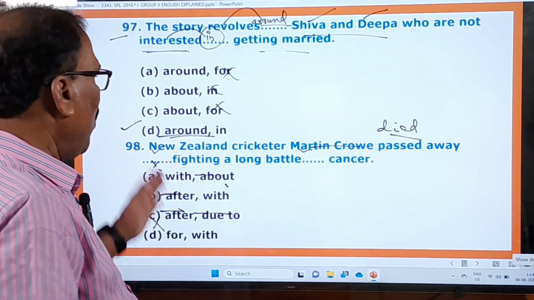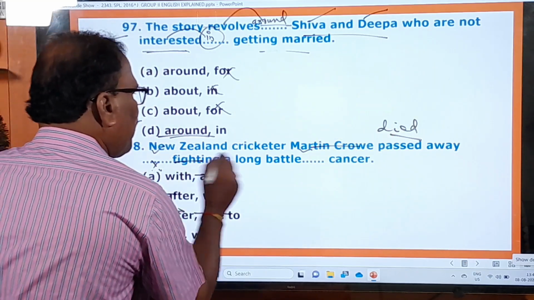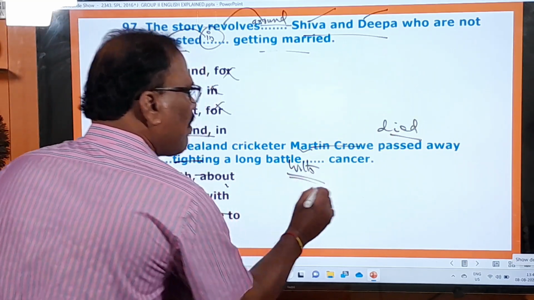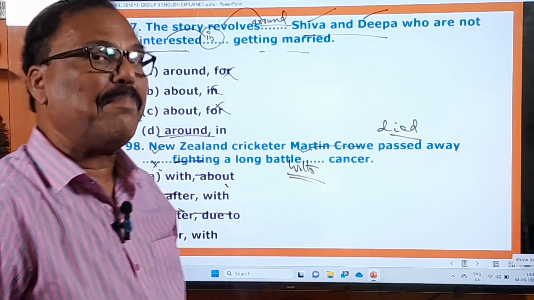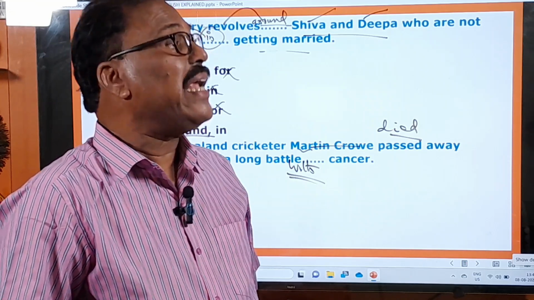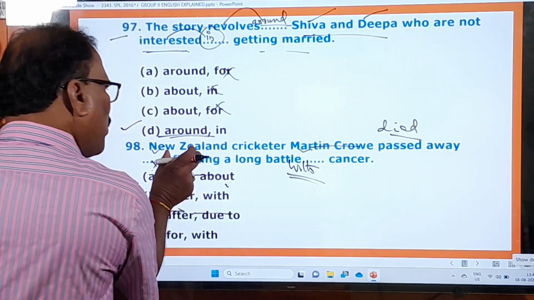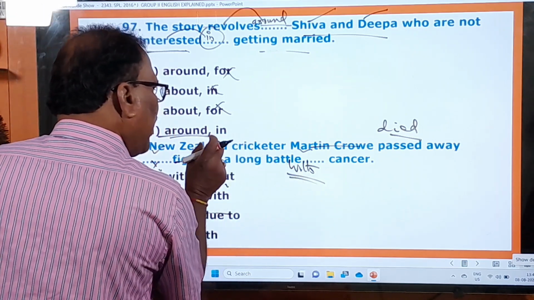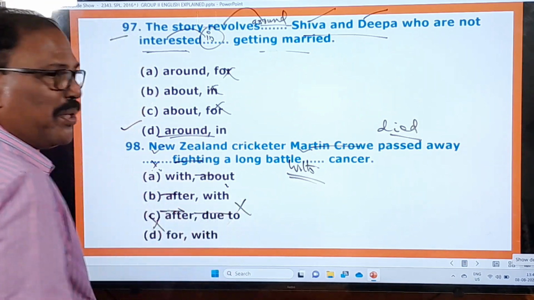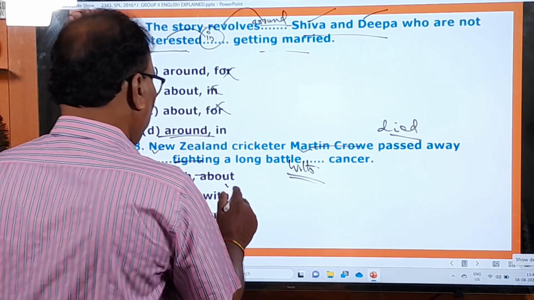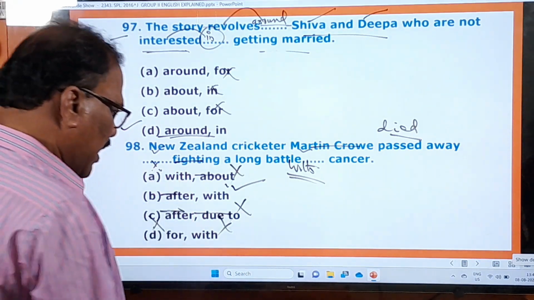No, when you are fighting, you must fight with some object. This fight always takes the preposition with. It fights with or against. Gandhiji fought with the Britishers. Gandhiji fought against the British regime, British rule. So fight automatically requires this preposition, not due to. That's why after due to must not be used here. Okay, you have to use after with. This is the right answer, this is not the right. This second one is the right one. Come on, let's go to the next question.